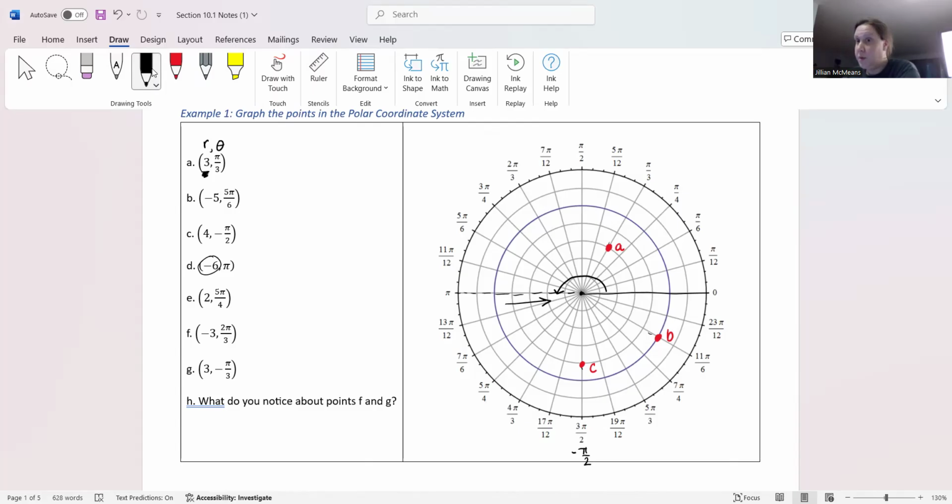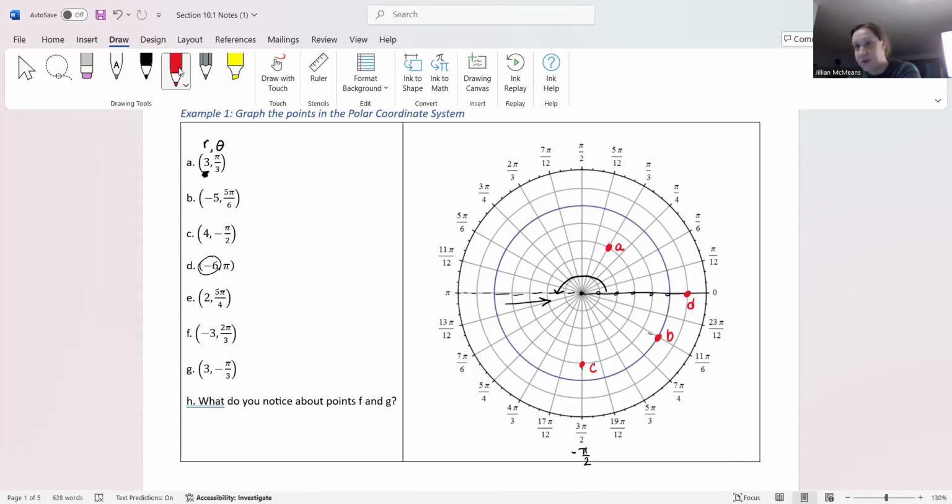So from the pole, we want to go along the polar axis. We want to go out 1, 2, 3, 4, 5, and then 6. So we're going to plot this point and we're going to label it point D. Okay, so that one's a little weird because the pi radians makes it like what would ordinarily be the negative x-axis.